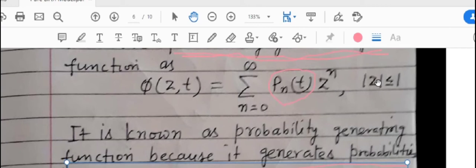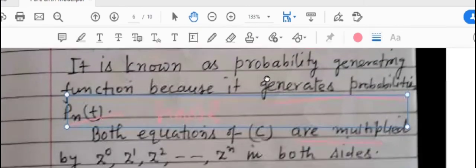So the circle of convergence is what? The circle of convergence is 1. And if it is not converging, this is not useful for us. And therefore this is a probability generating function. We are going to use this probability generating function to go ahead.